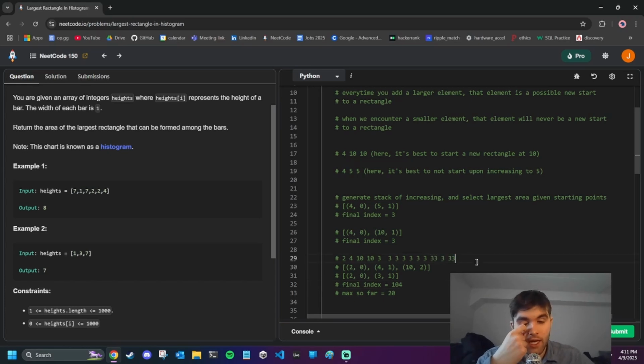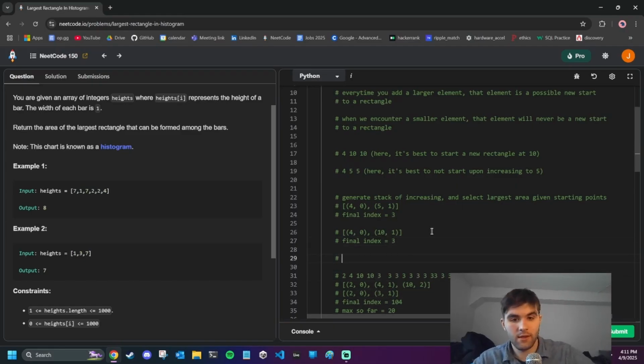So once we reach the end, we never increased again. So we would never add a new element to the stack. So then we would just say, okay, what's bigger? 104 times minus 1 times 3, or 104 times 2? Right. So I think that may work.